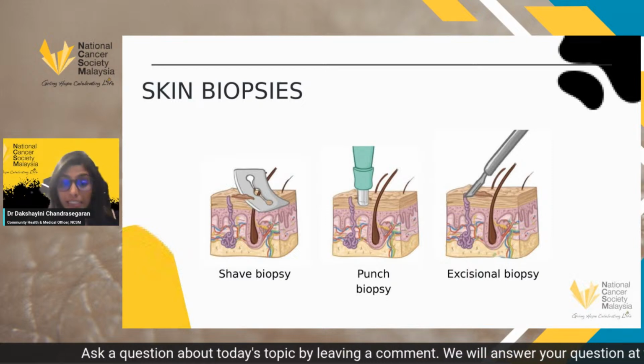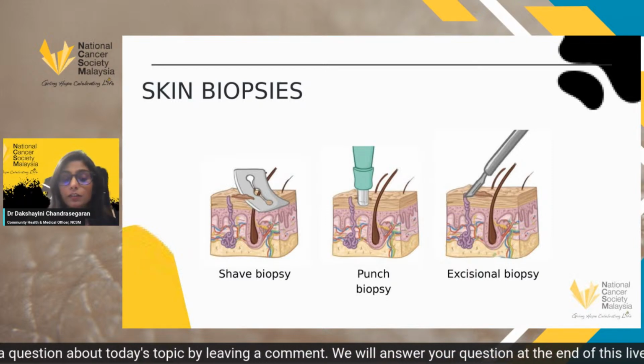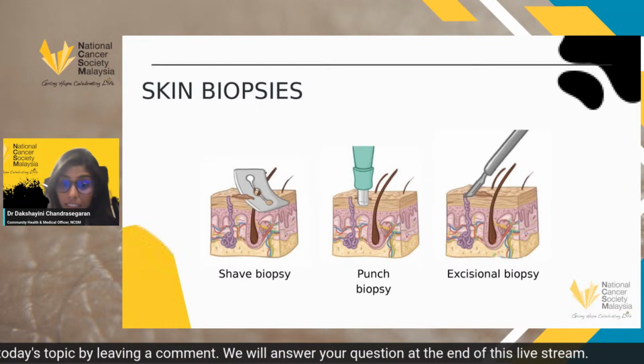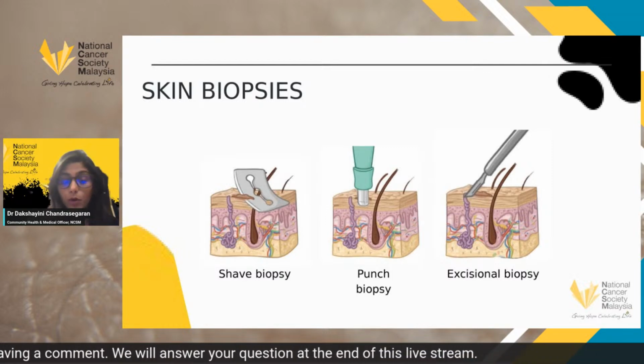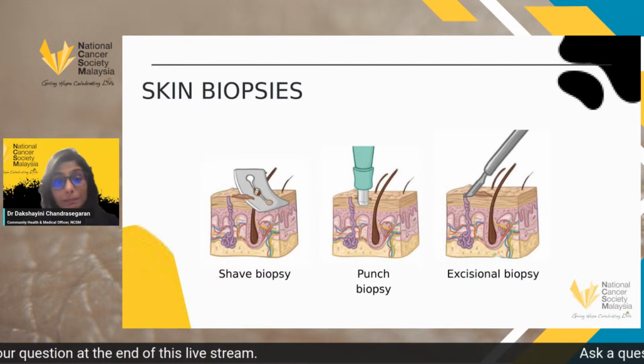Finally, you have excisional biopsies, and this consists of removing an entire area of skin, including the entire lesion and a portion of normal skin around it, and this is preferred for pigmented lesions.